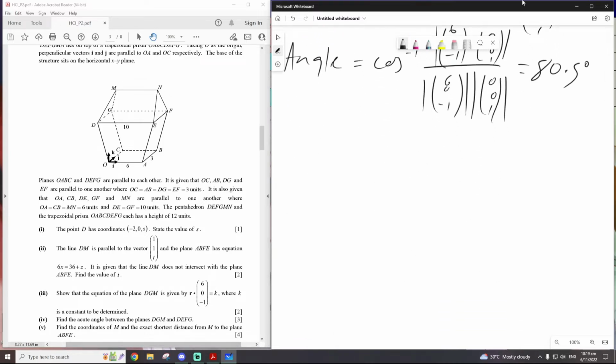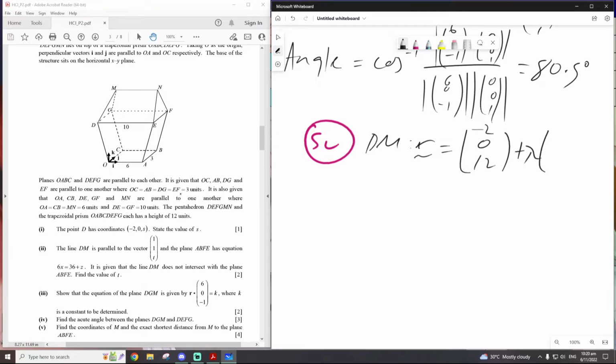Part 5: find the coordinates of M and the exact shortest distance from M to the plane ABFE. M obviously lies on the line DM, whose direction vector is (1, 1, 6). So I have DM as a line: r equals, picking the fixed point D, (-2, 0, 12), plus lambda times the direction vector (1, 1, 6), where lambda is a real number.